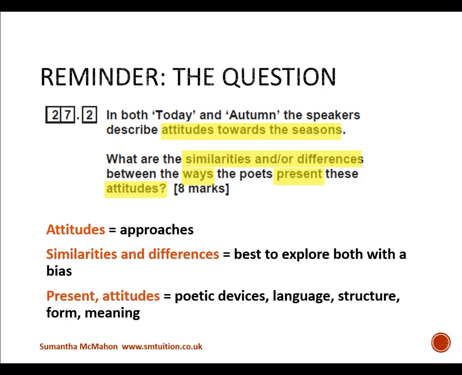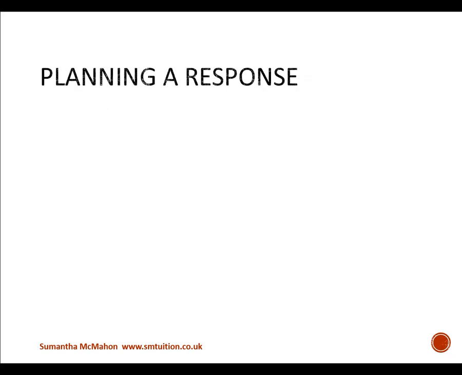So let's remind ourselves of the question. We need to look at the similarities and differences in how the poets approach and feel about the 2 seasons. When planning a response for comparing texts, a good way to do it is through a table. In this case, we are looking at similarities and differences, so a table is probably the quickest and easiest method.